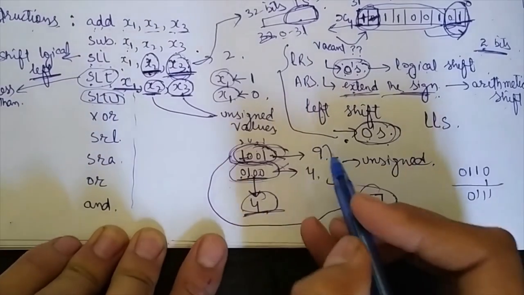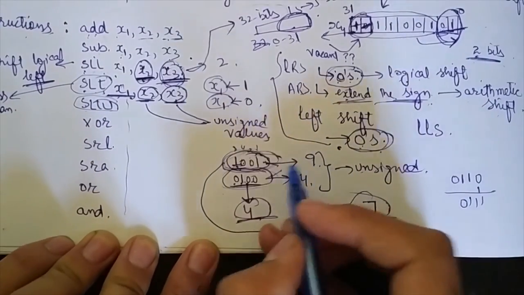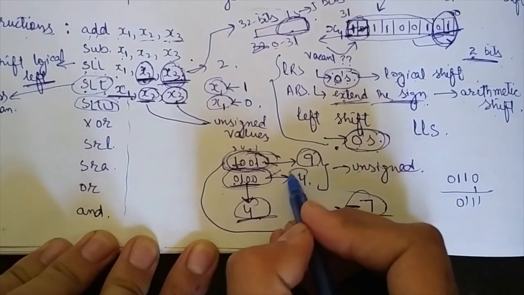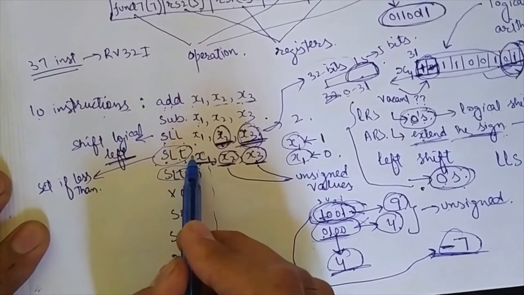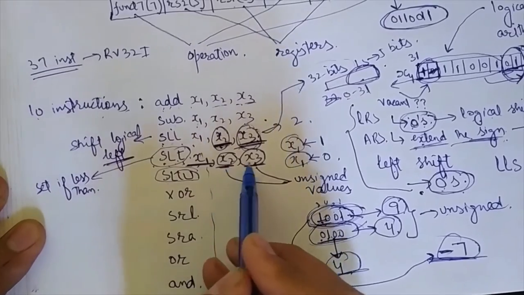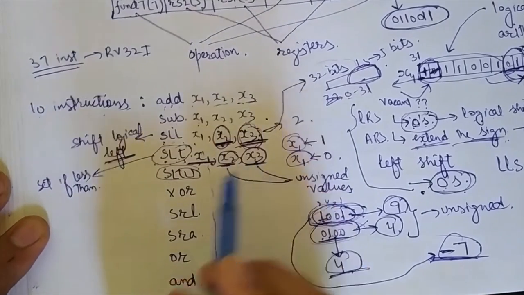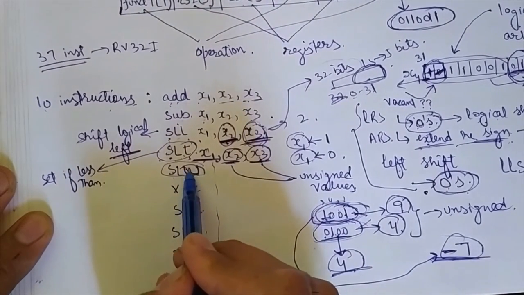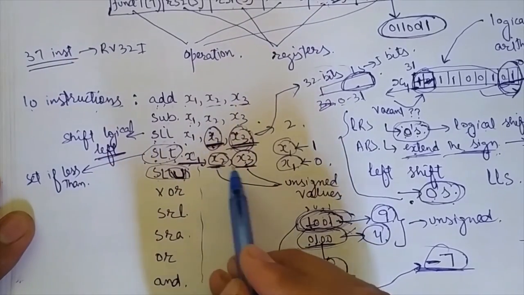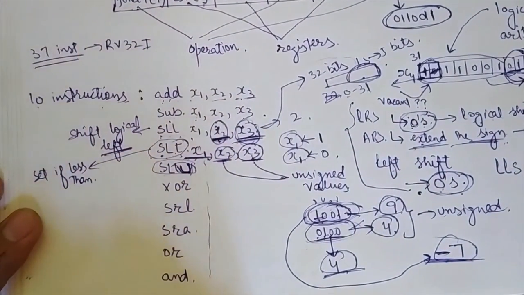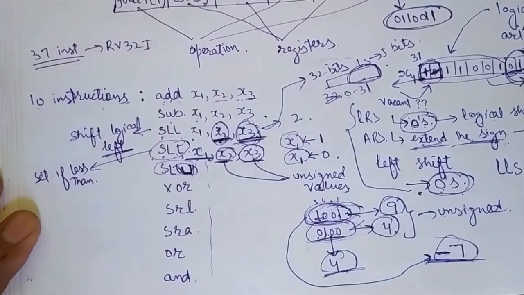However, when we are assuming these are unsigned, the upper one is 9 and the lower one is 4. So SLT assumes that these values are signed values. However, when we have a U in the instruction, U means assume that these two values are unsigned and compare these two values.